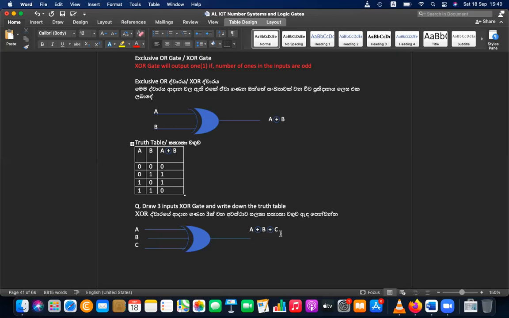What is A XOR B XOR C? By drawing a truth table, right? You have to draw a truth table, and by doing that, you can figure out the output. So this is easy. Consider the statement that I have given.